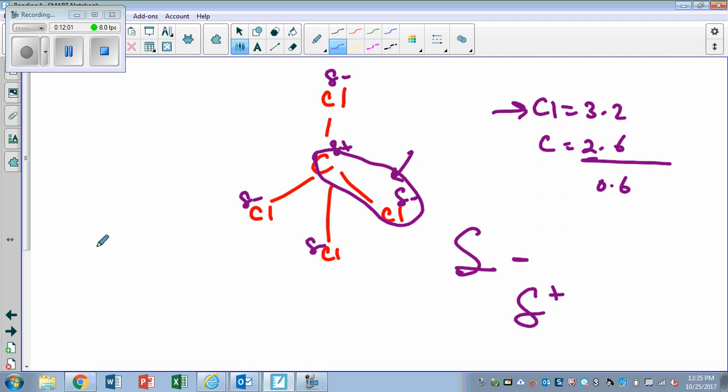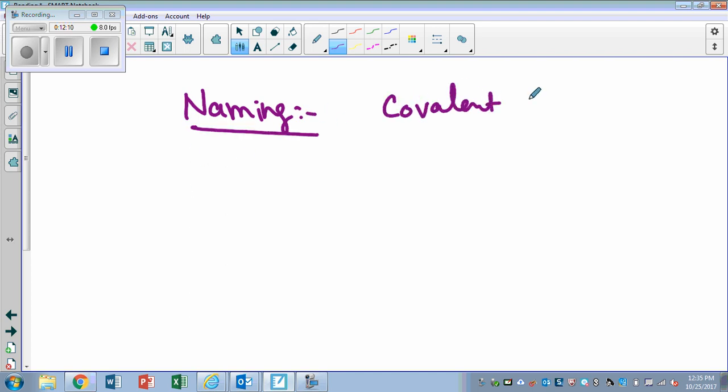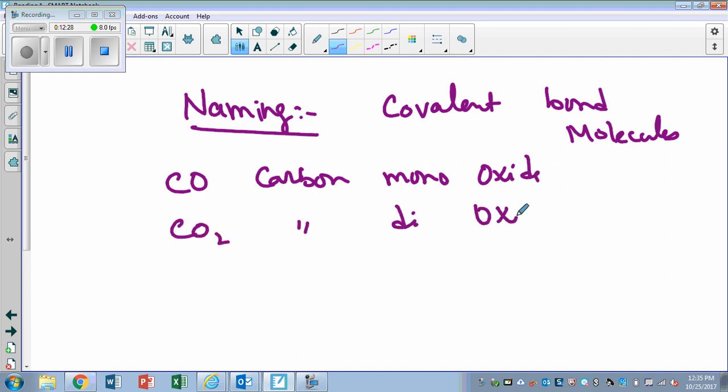The next thing we want to talk about is the naming of covalent compounds. For covalent molecules, we use prefixes. So if I have CO, I will say carbon monoxide. I hope you remember that. CO2 will be carbon dioxide.